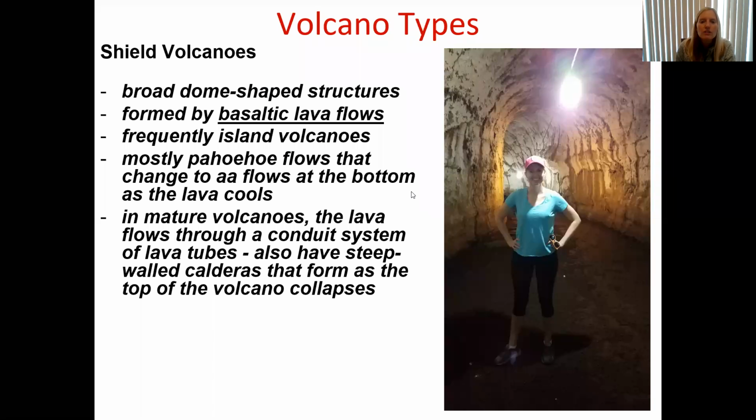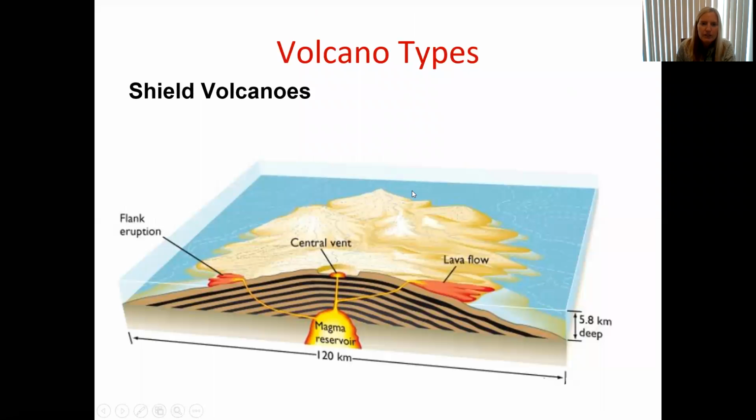All right, so our shield volcanoes then, again, this really broad shape to it, not very tall, just kind of almost like a wide volcano. So we're going to get all of these lava flows that are going to create our shield volcano. So not any large eruption, really, just these slow lava flows over a longer amount of time.